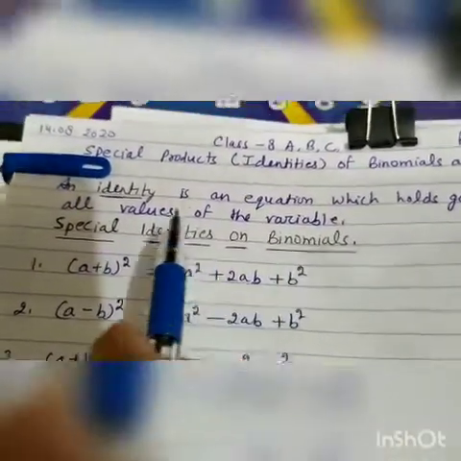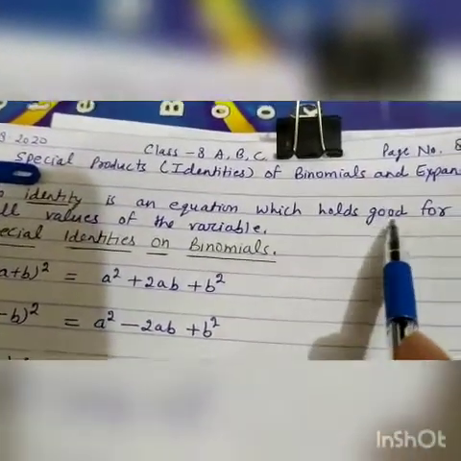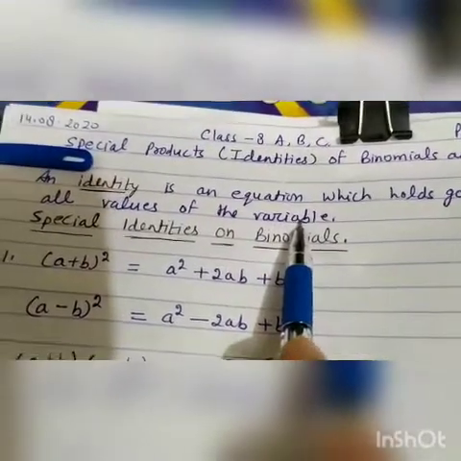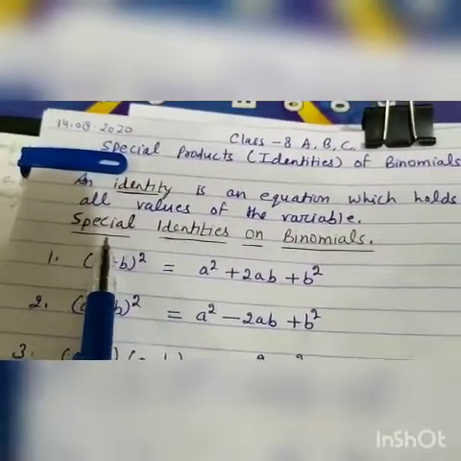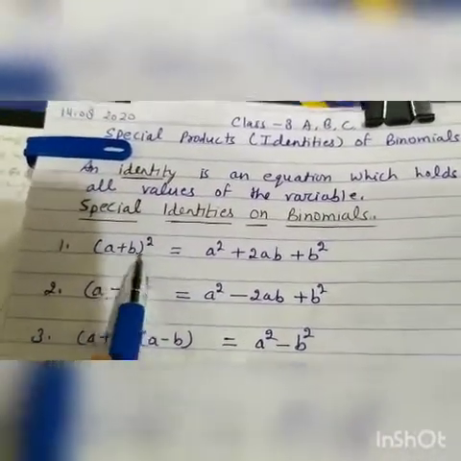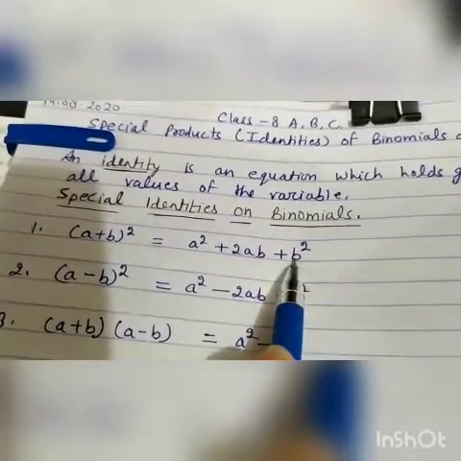So what is an identity? An identity is an equation which holds good for all values of the variable. There are some special identities on binomials. First is (a plus b) whole square is equal to a square plus 2ab plus b square.